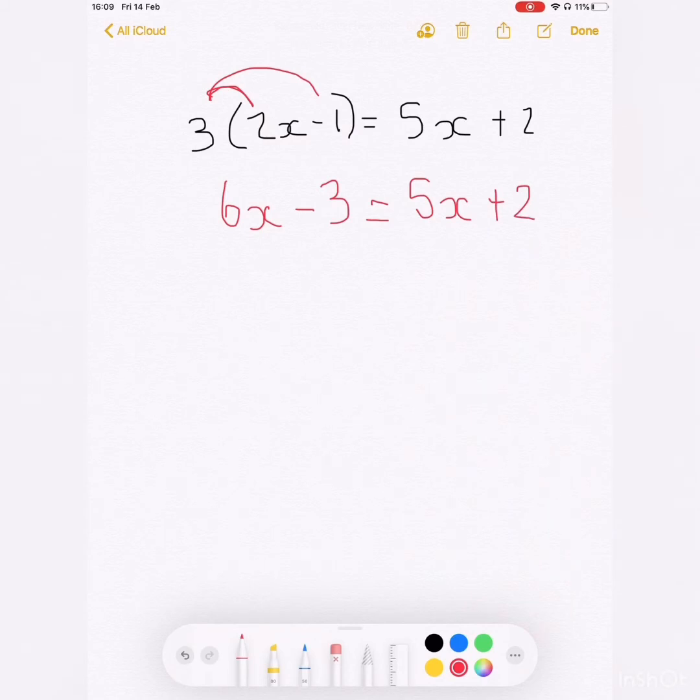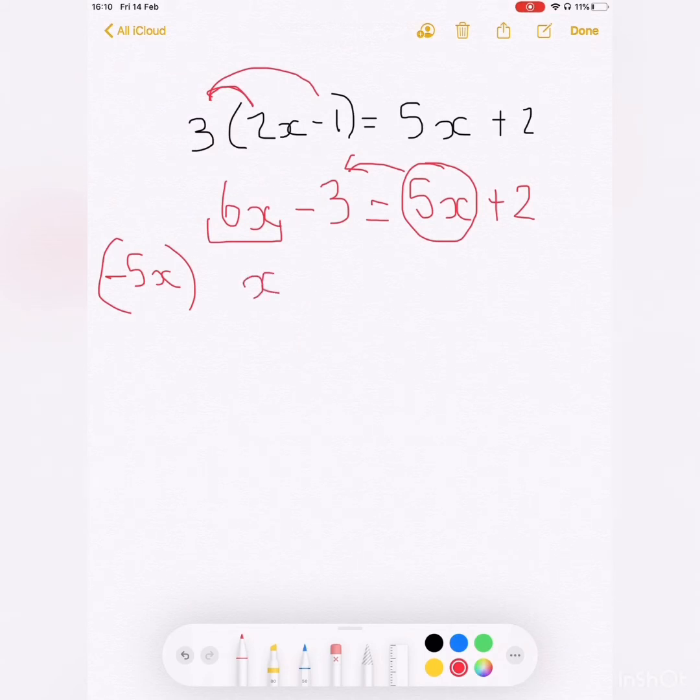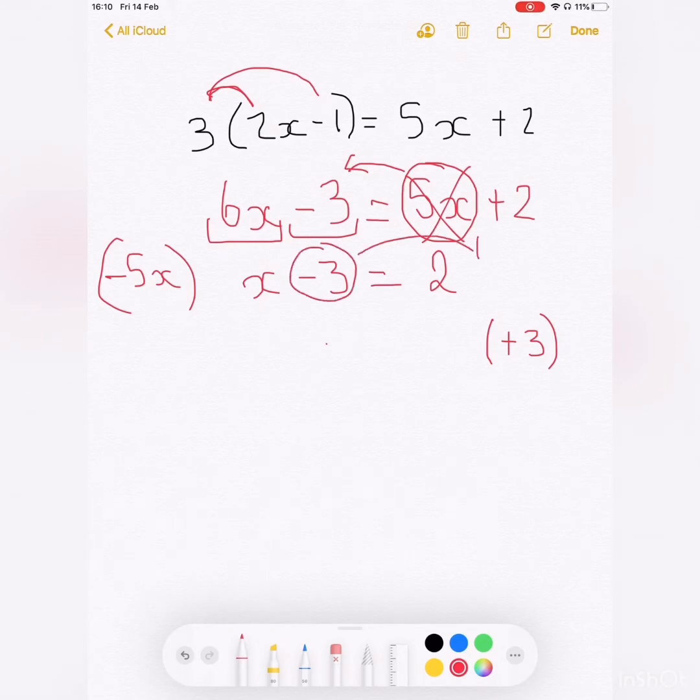Now, again, just like before, we need to get our x's on one side and our numbers on the other. So we're going to move this x over to here, so it becomes a minus 5x. So now we've got 6x minus 5x, which is just 1x. That minus 3 stays the same, and all that's left on the other side is the 2 because we've got rid of that 5. Now what we do is we add 3 to both sides to move this across, so we get that x equals 5.